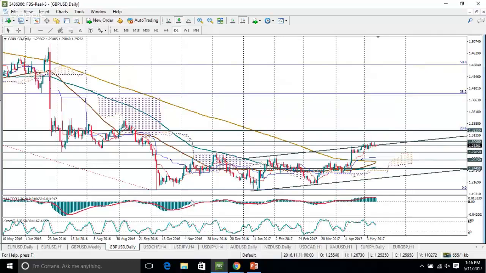At this point, I think it is wise to add some fundamental picture to our technical observations. And it is important to point out that the Bank of England is not expected to change its monetary policy today.